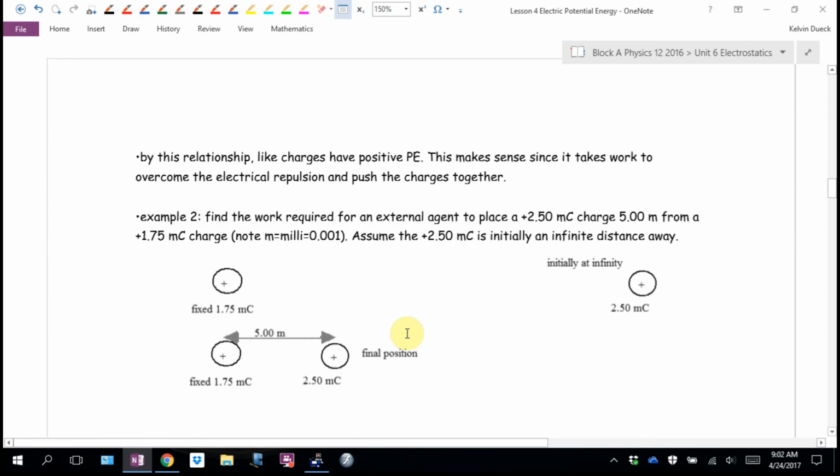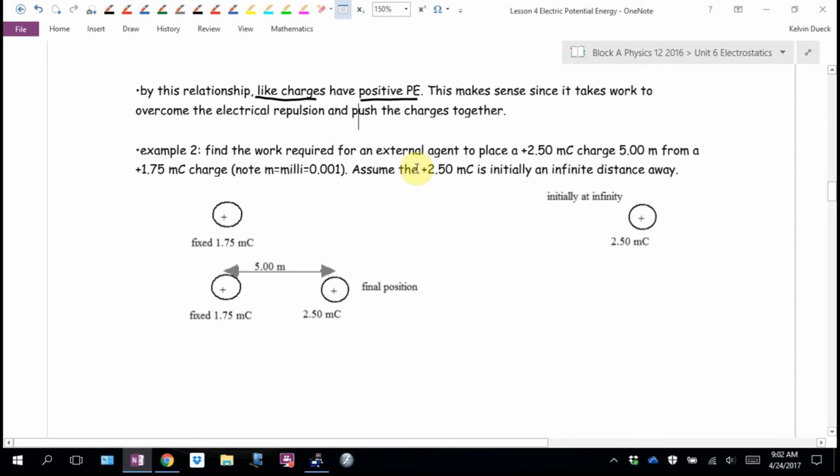Turn the page. So by this equation, this means that like charges have positive potential energy. And I'm going to argue this makes sense because it takes work to overcome the repulsive forces to push them together. So here's a question, example 2.